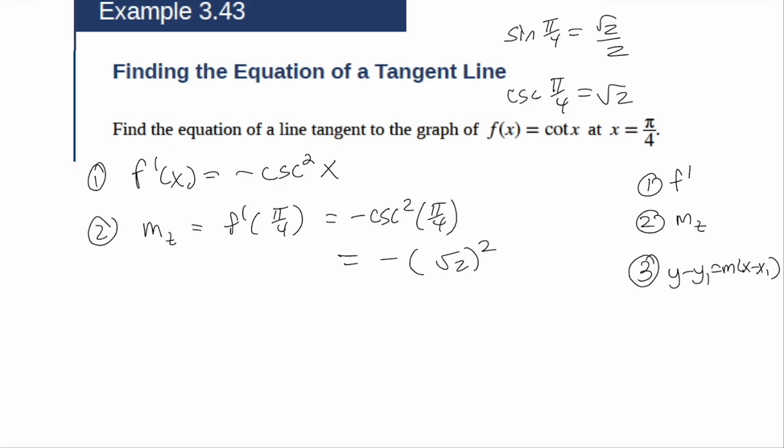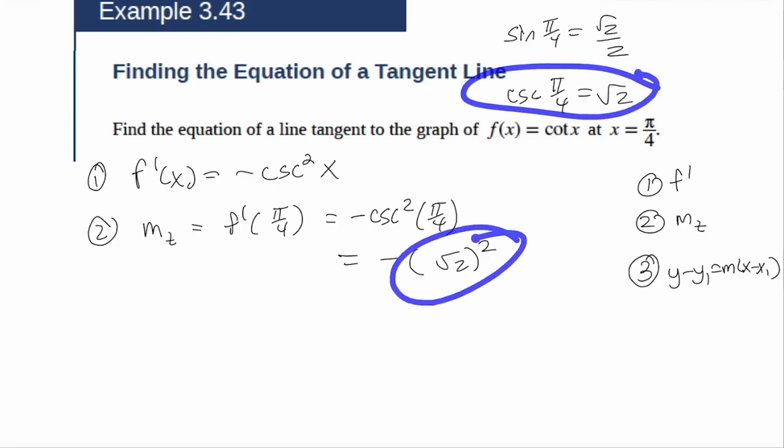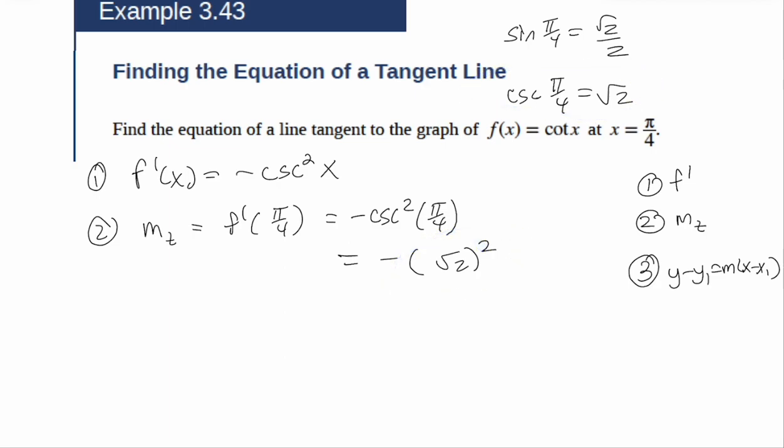Now let's think about why. This notation means you square the value at that point. So the value at cosecant of pi over 4 is square root of 2. We're just going to square it, but don't forget there's a negative in front. And so the answer is negative 2 is our slope.